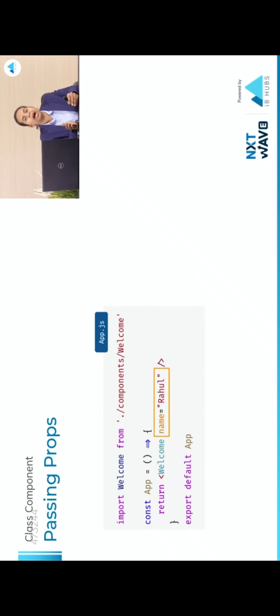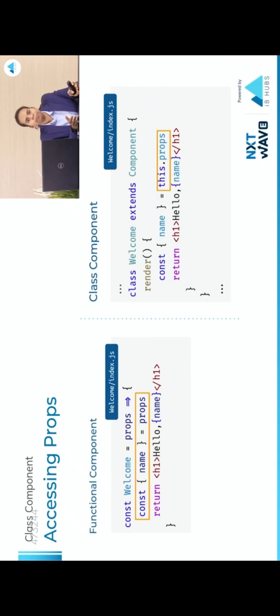Now let's understand how to access these props in the class component. In the case of the functional component, the props are passed as a parameter to the function, right? And from there, we are able to do object destructuring and access the prop. Whereas in the case of the class component, the props are assigned to the this.props variable. So we can access the props using this.props. There you can see this.props. We are doing object destructuring, and from that we got the name and finally we are embedding that name into the JSX element. Okay, clear?